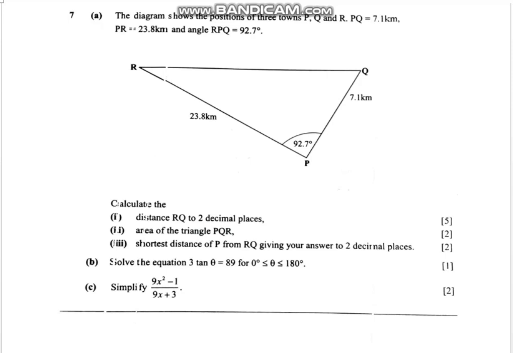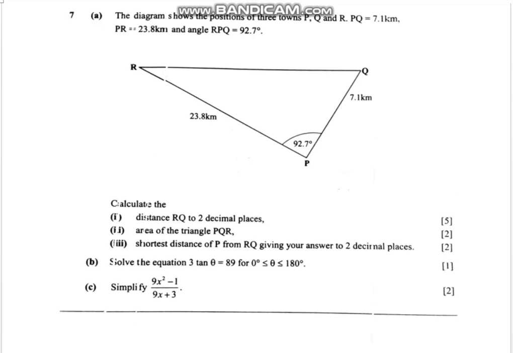So this is our diagram showing PR as 23.8 kilometers, PQ as 7.1 kilometers, and the angle RPQ as 92.7 degrees. Calculate Roman numeral 1, distance RQ to 2 decimal places. So this part has 5 marks. Then Roman numeral 2, calculate the area of the triangle PQR. So this one has 2 marks. Then part 3, calculate the shortest distance of P from RQ, giving your answer to 2 decimal places.